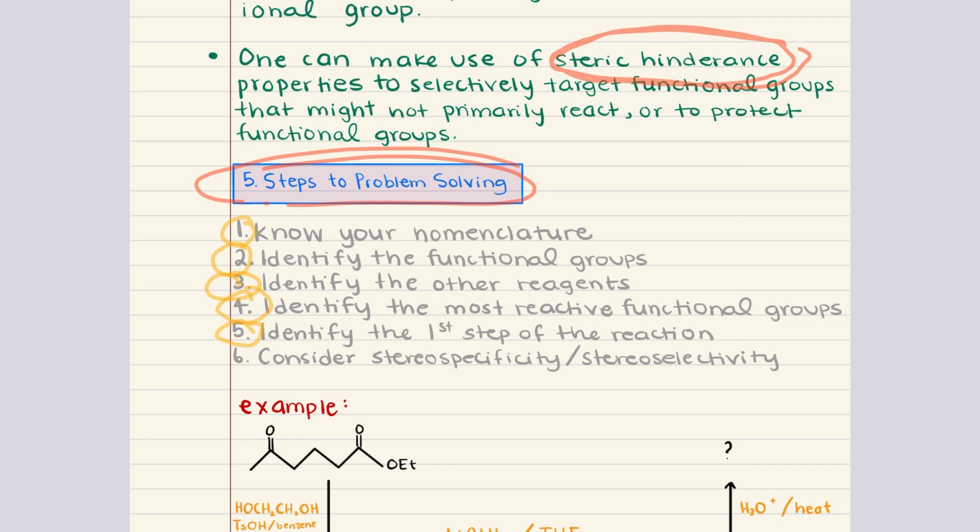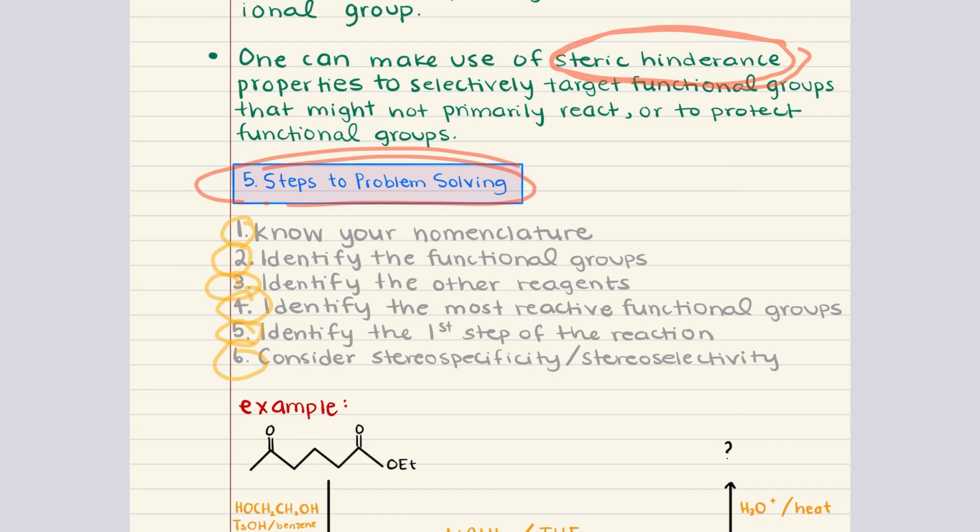Once we establish this site of reactivity, we then determine the first step of the reaction. Many organic reactions occur in sequential steps, so understanding that initial transformation is key to predicting the overall outcome. Finally, if applicable, we can consider stereospecificity or stereoselectivity. Does the reaction favor one stereoisomer over another? Does it lead to the retention of configuration or not? These considerations become especially important in substitution reactions and again in redox pathways.